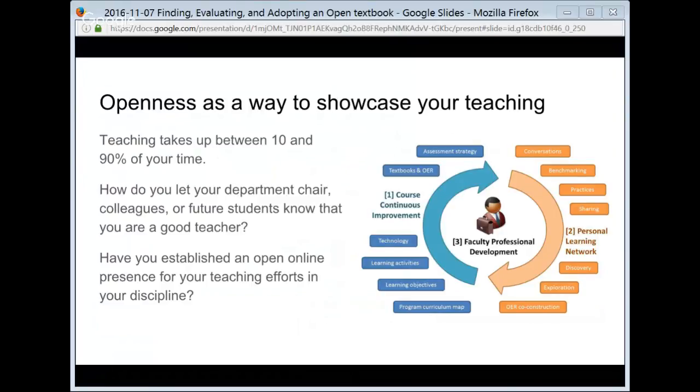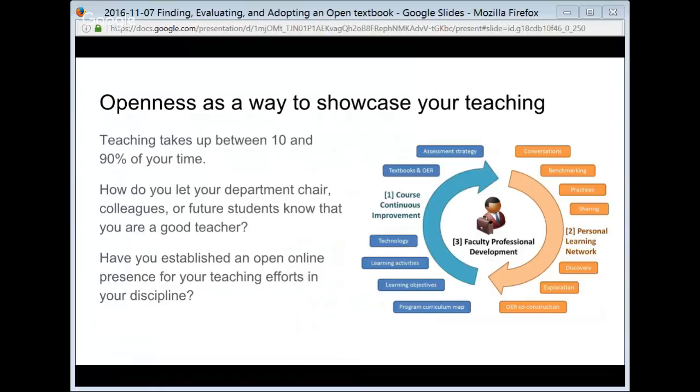So one of the takeaways that we wanted to bring up is the idea that openness is a way to showcase your teaching. I attended a session by Jesse Stommel a couple of months ago, and he was basically showing that teaching takes up between 10 and 90% of your time, depending on what your status is in higher education. But then if research is the only output that actually allows you to show what you're doing and who you are as an academic, you're leaving 10 to 90% of what you do in the dark.